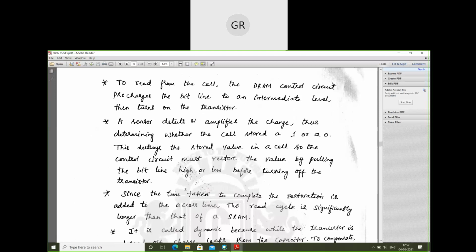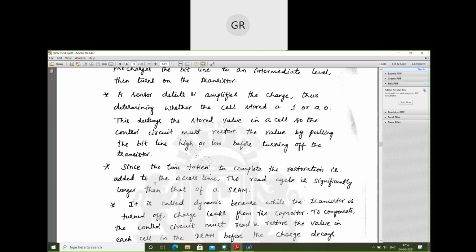Sometimes what will happen here, when the data is stored either 1 or 0, the data is destroyed. If it is 5 volts, it will not stay complete; the stored data is not 5 because of some leakage. The data will be destroyed. This destroys the stored value in a cell, so the control circuit must restore the value by pulling the bit line high or low before turning off the transistor, because of some leakage.